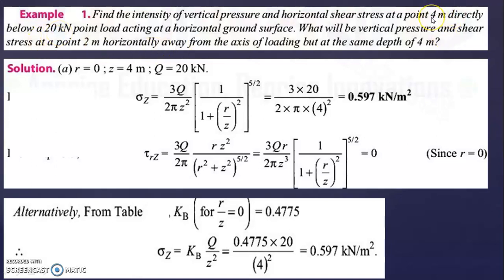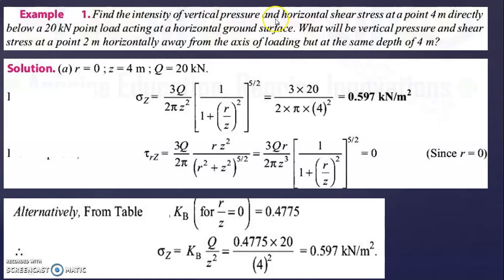This 4 meter is nothing but Z, that is the vertical distance, 4 meter directly below the load. The 20 kilonewton load means there is no R. The load is acting at that point, and you have to find the vertical stress there. Where there is a load, there only you have to find vertical stress. So in that case R becomes 0.